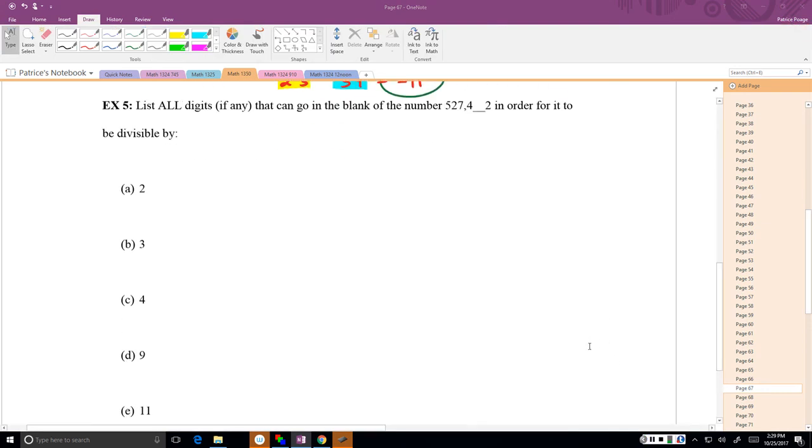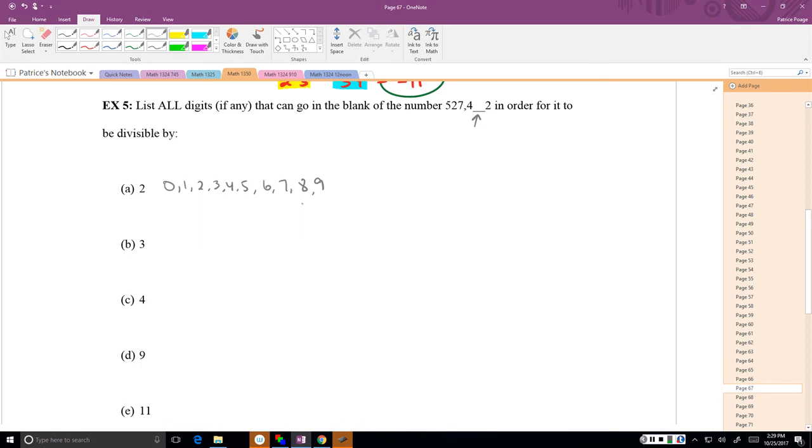Okay, it says list all digits, if any, that can go in the blank of this number here. In order for it to be divisible by 2, what makes a number divisible by 2? The last digit has to be divisible by 2. So which digits could we put in that blank for this whole number to be divisible by 2? How many digits are there? 10. So we could do 0, 1, 2, 3, 4, 5, 6, 7, 8, 9. Any of them, and it'll still be divisible by 2.